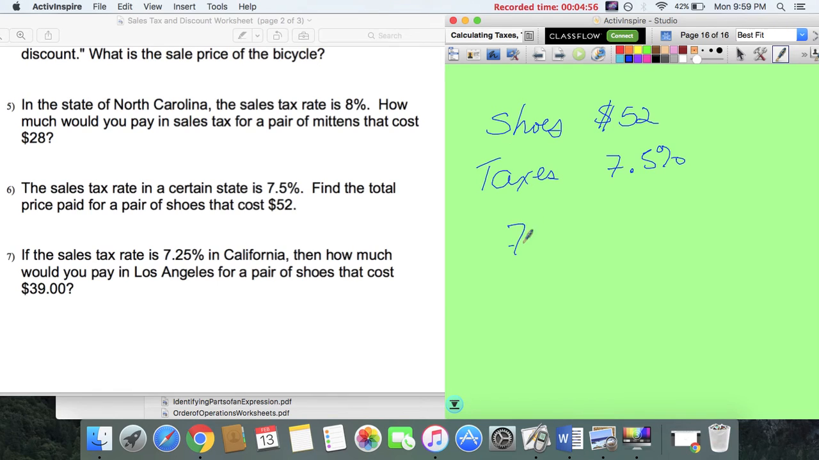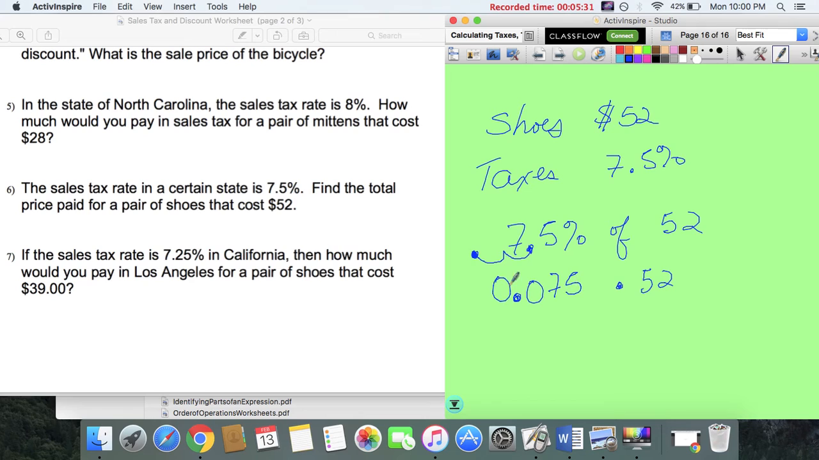Okay, so 7.5% of 52, right? So we know it's multiply, 52 stays the same. And we can't multiply a percent times a number. We have to change that to a decimal. So here's my decimal. To change a percent to a decimal, we eliminate the percent sign and we move this decimal 1, 2 places over. So my new number is going to be 0.0, that empty space here, I'll put a 0, so 0.075.